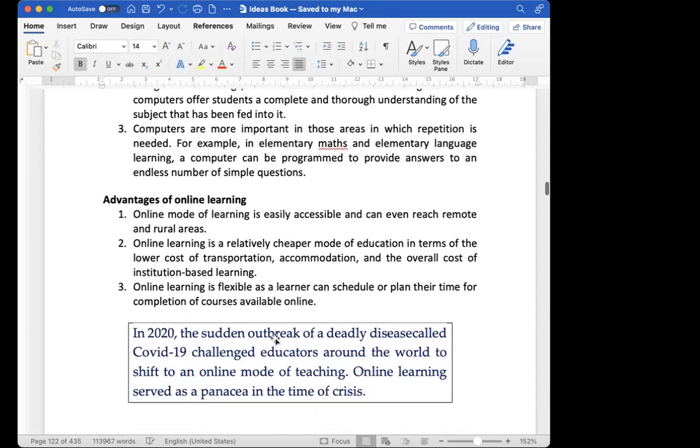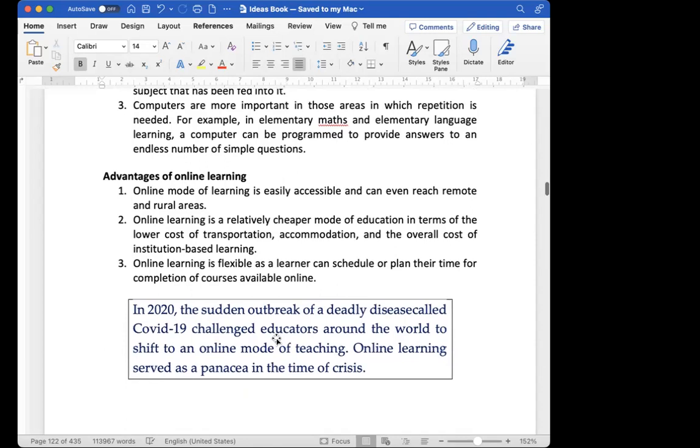What are the advantages of online learning? The online mode of learning is easily accessible and can even reach remote and rural areas. Online learning is a relatively cheaper mode of education in terms of the lower cost of transportation, accommodation, and the overall cost of institution-based learning. And online learning is flexible, as a learner can schedule and plan their time for completion of courses available online. So are the points clear?